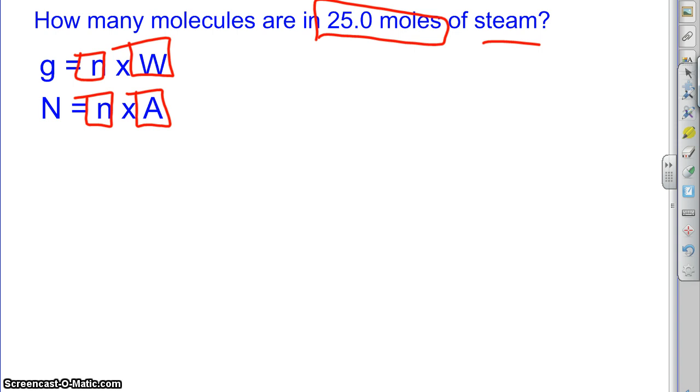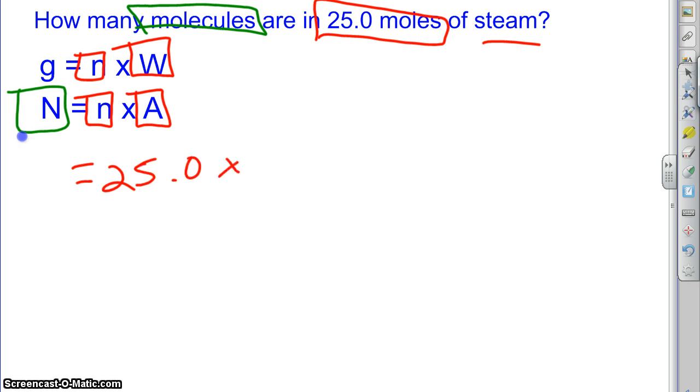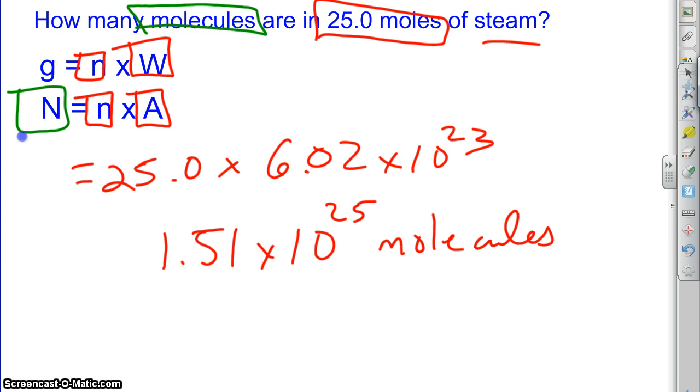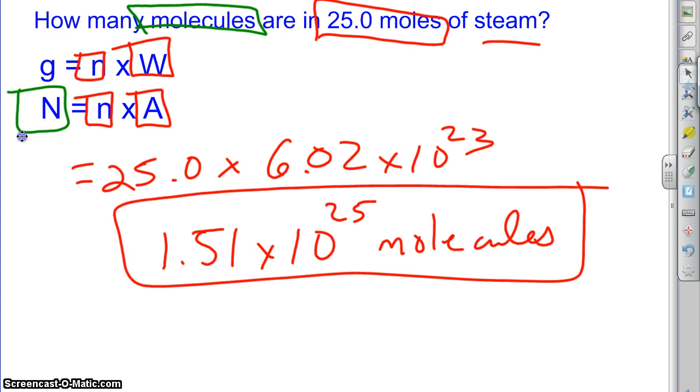But we need to see, what is it asking us to find? It's asking us to find molecules. That is big N. That is what we're trying to find. So we're going to use the second formula, and we're simply going to plug and chug 25.0 times A, which is Avogadro's number. And so that gives us an answer of, let's see, 3 sig figs, 1.51 times 10 to the 25th molecules of water. Steam is, of course, water. And that would be how we would do that problem.